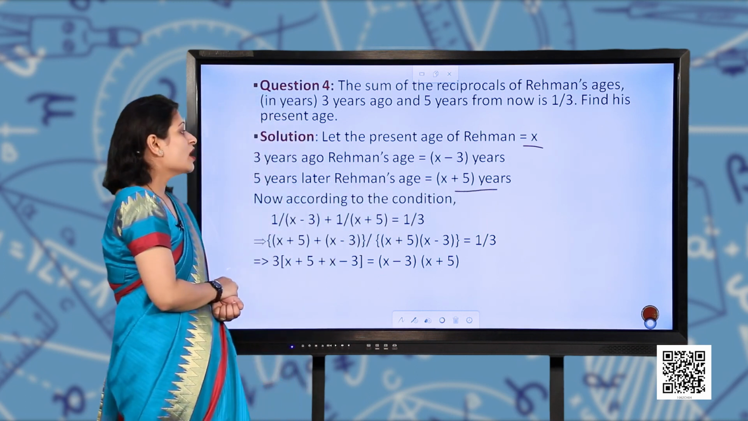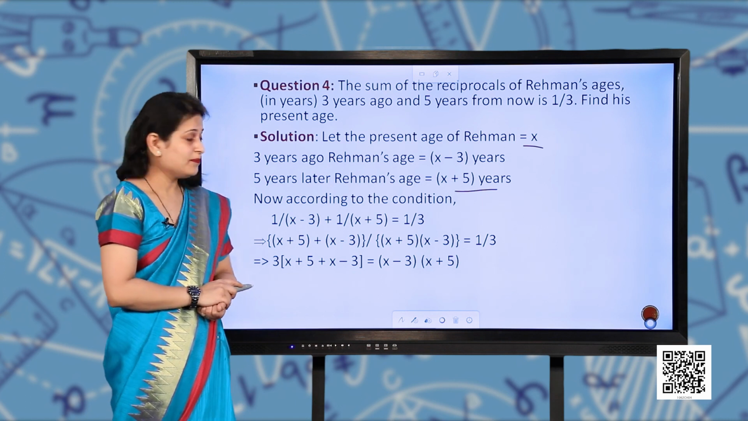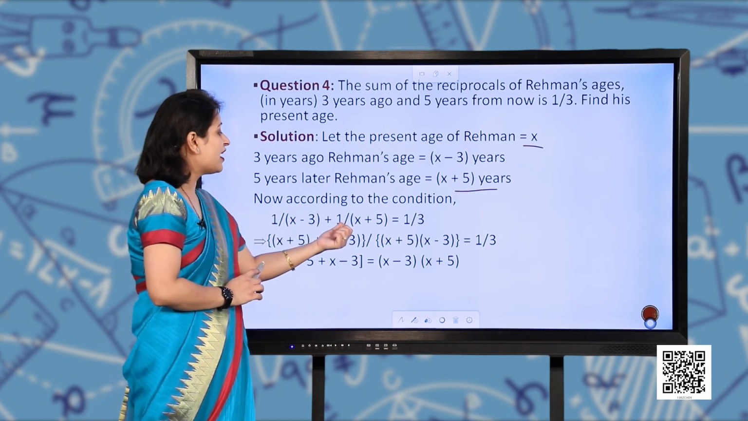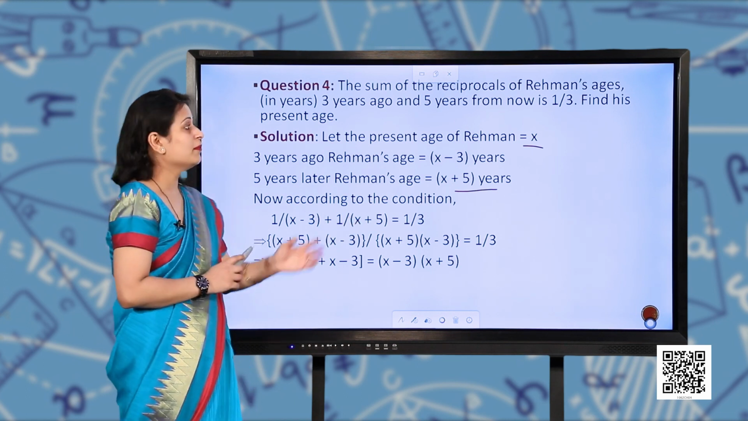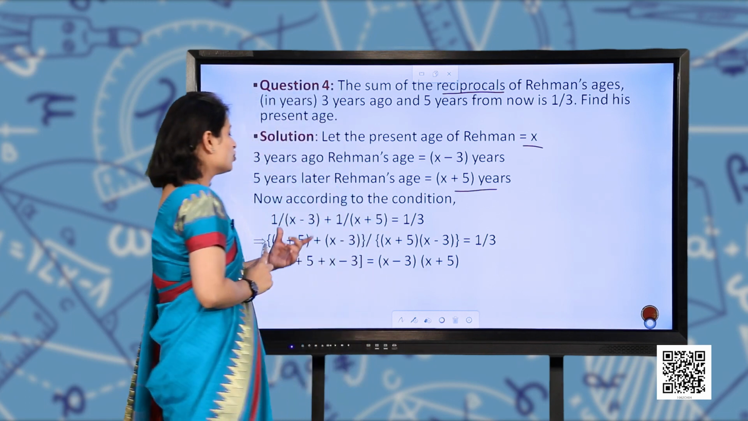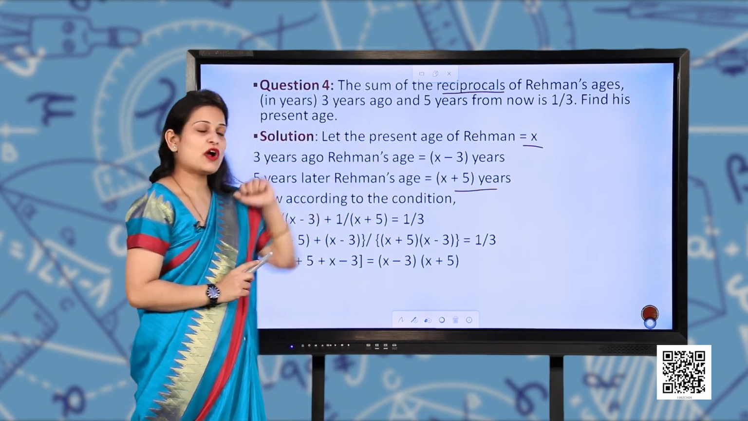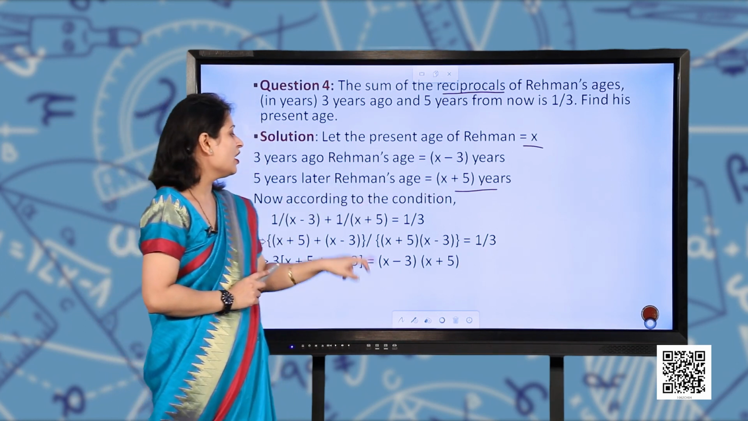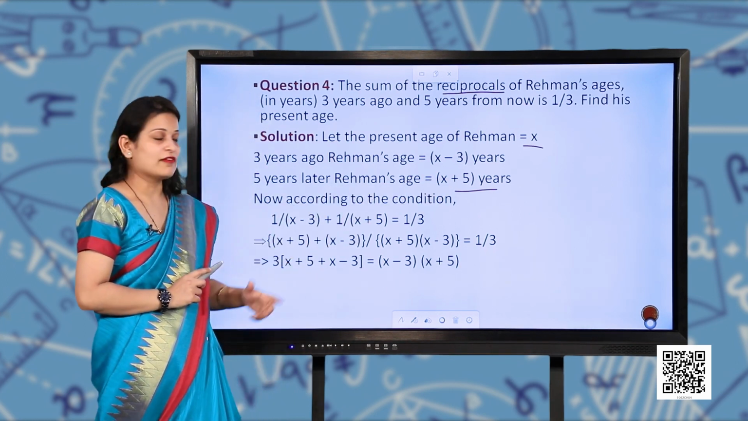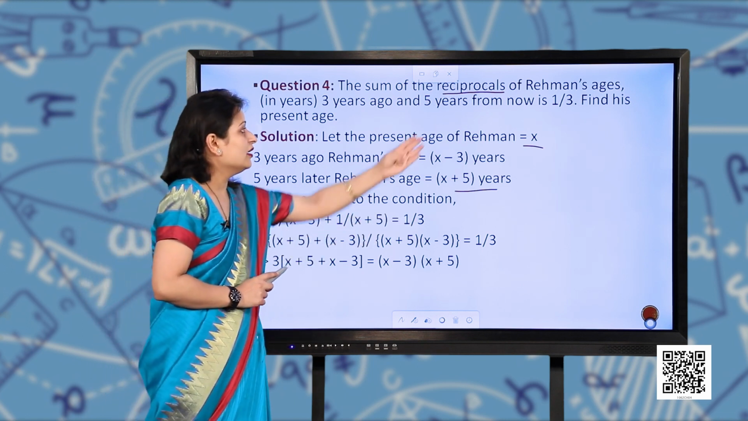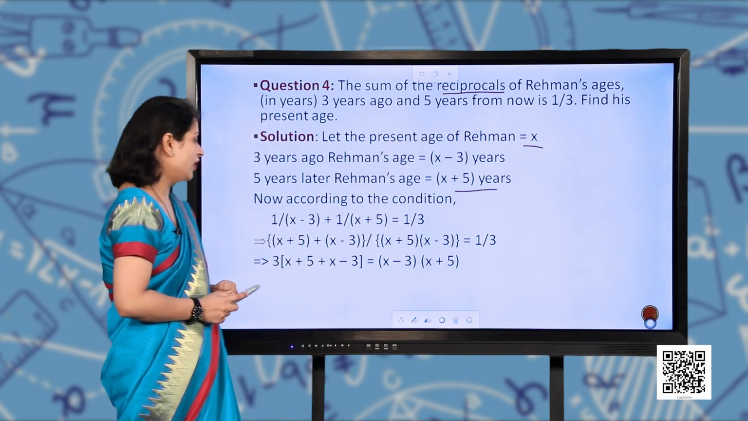3 years ago, Rahman's age was x minus 3 years, and 5 years later, Rahman's age will be x plus 5 years. Now, according to the condition, we need to take the reciprocals. The reciprocal of this is 1 upon x minus 3, and the reciprocal of this is 1 upon x plus 5. So, the sum of both the reciprocals is given as 1 by 3.